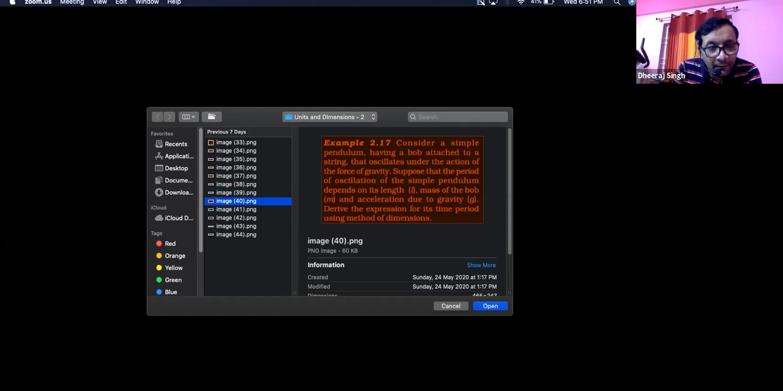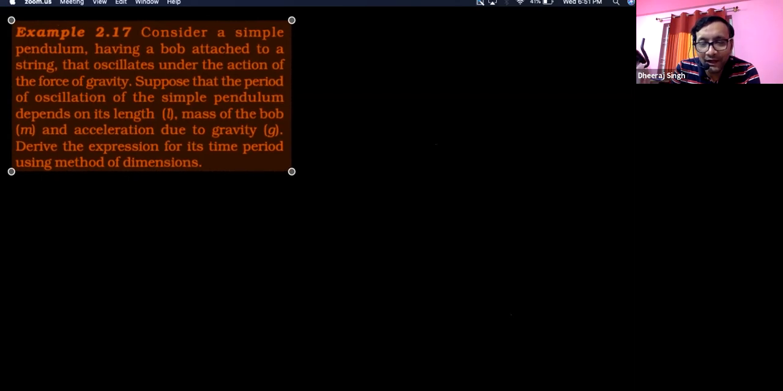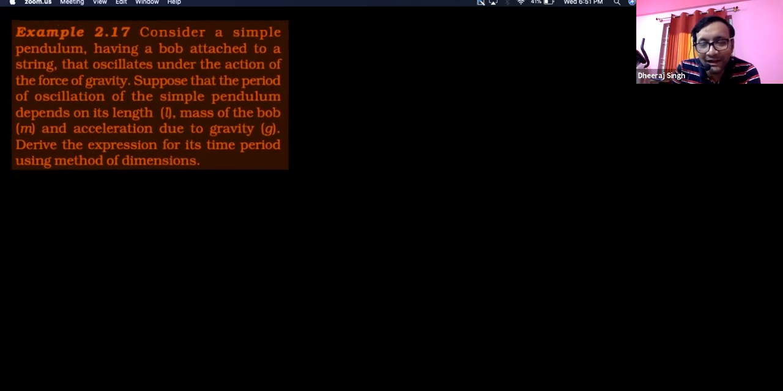Sir, G m1 m2 by r square. It is correct. The constant G has a dimension; it is not a dimensionless constant. That equation is a universal law. It is valid in the entire universe, not just Earth. The dimension of G will be accordingly: dimension of force divided by dimension of m1 m2 by r square is the dimension of G.